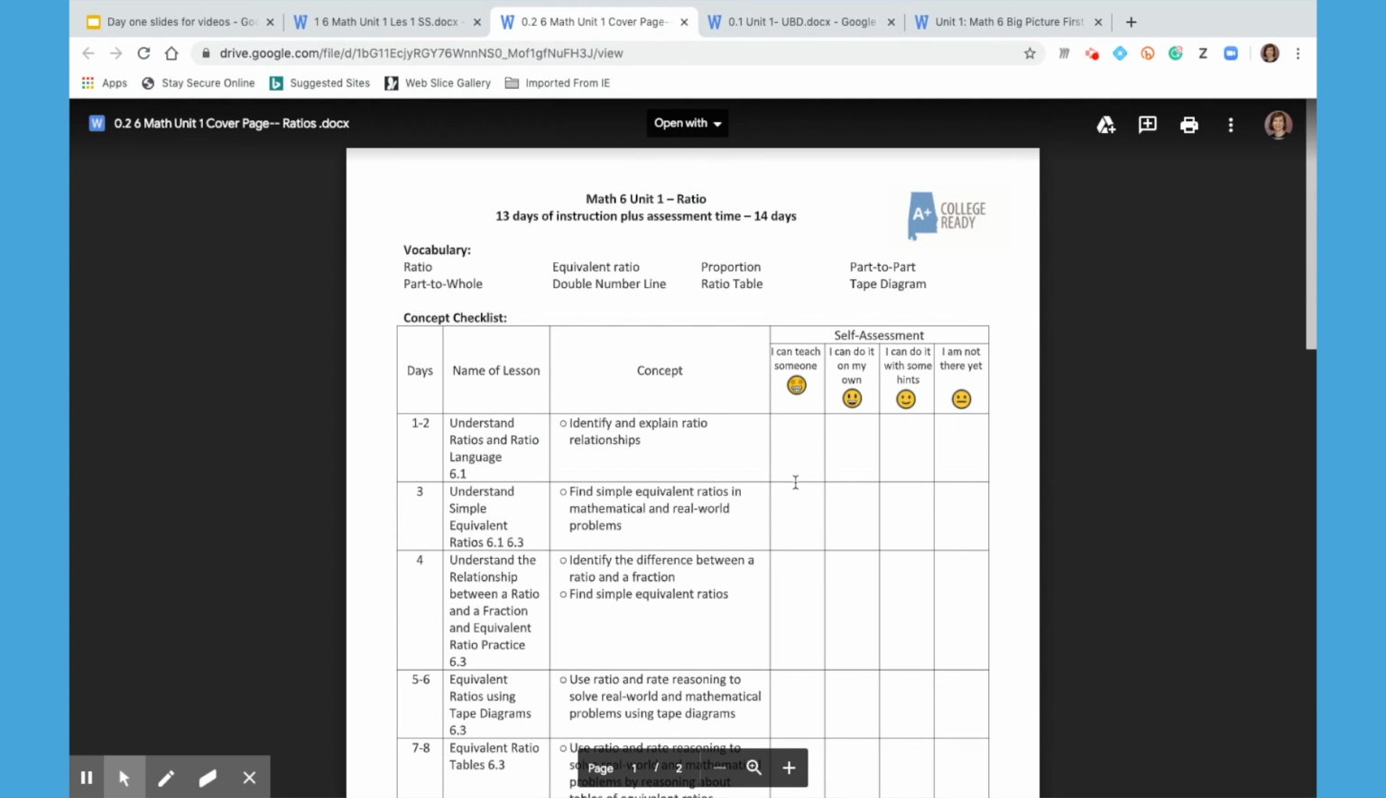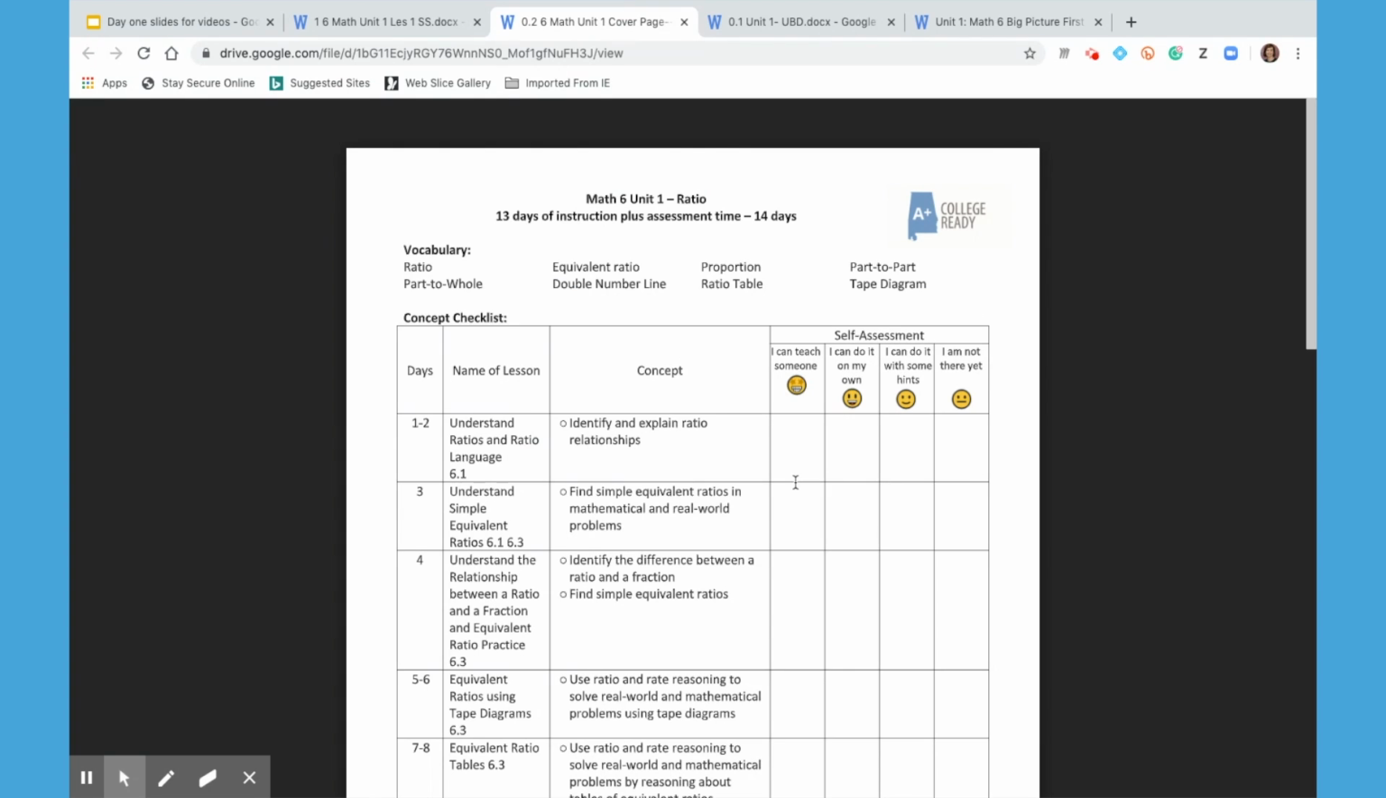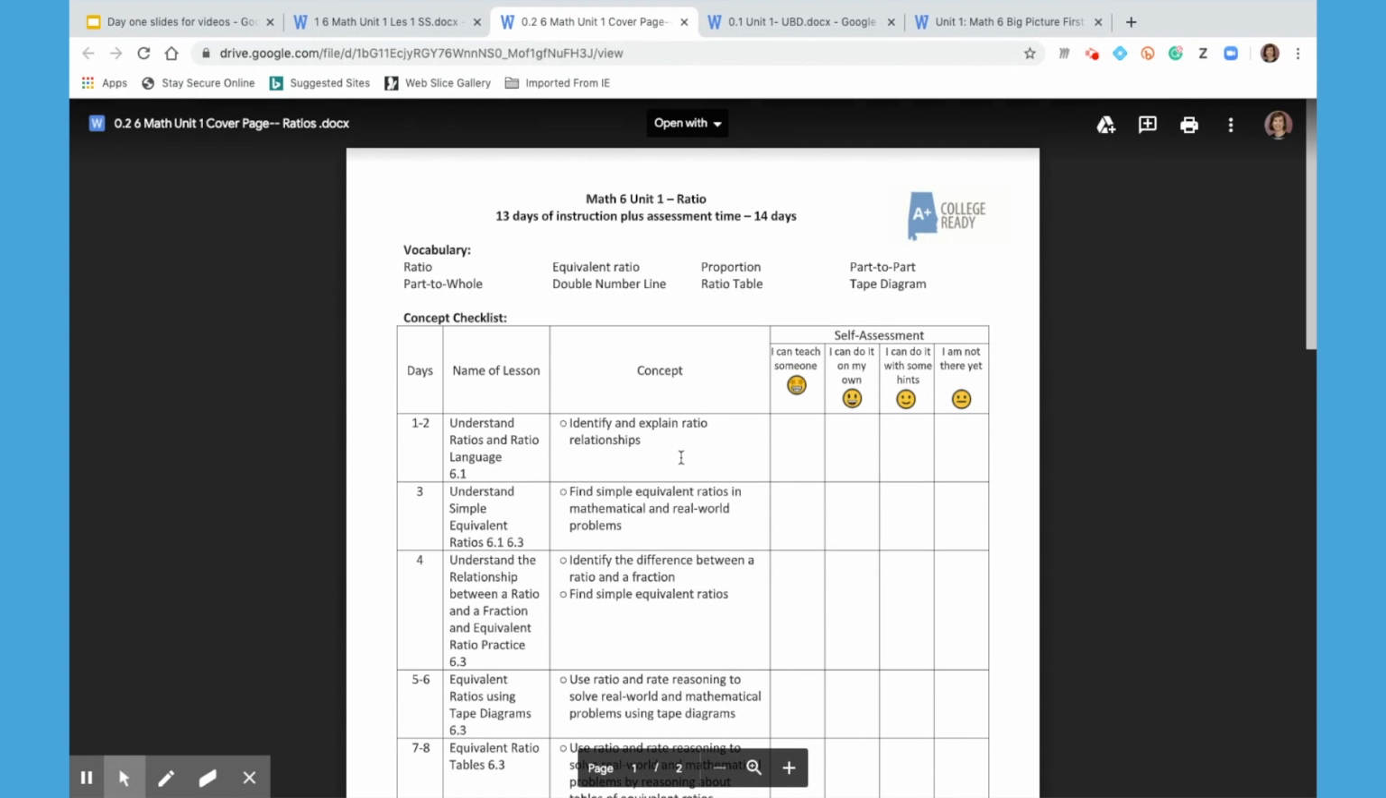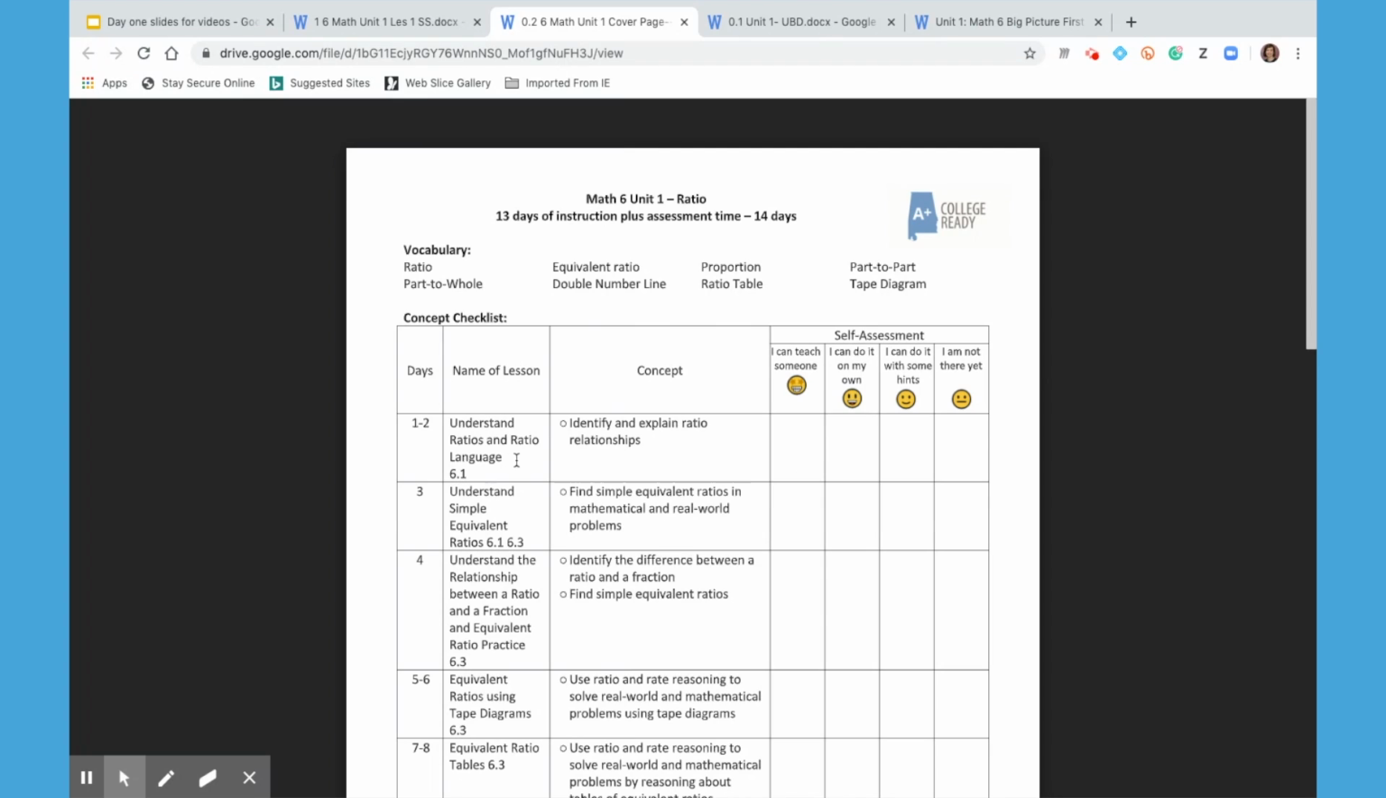Now on to the Simplified Scale. It's also known as a cover page or a unit overview. This has each concept broken down in student-friendly terms. It also has the name of the lesson. So let's just focus on this particular lesson, Understand Ratios and Ratio Language. It's 2 days, day 1 and day 2. And then the concept is identify and explain ratio relationships.